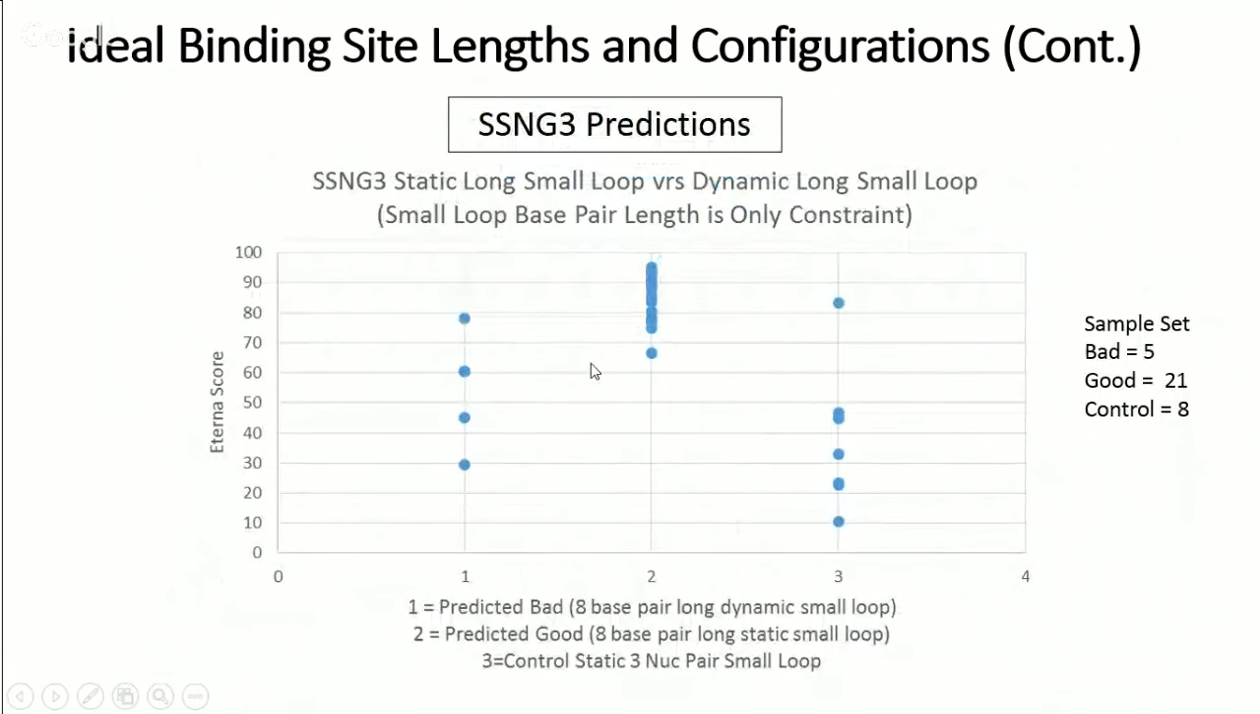Okay, so it's the same state NG3 predictions. Sample set for the bad is 5. Sample set for the good is 21. And you can see here again, you have a pretty good separation. The sample set could be better, but I think it's showing a good demonstration of what Sara and Deepak are capable of doing, and how they're demonstrating that the static long small loop is actually really important.